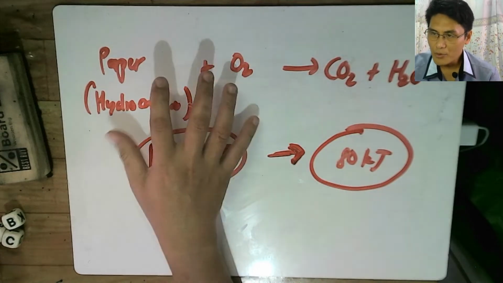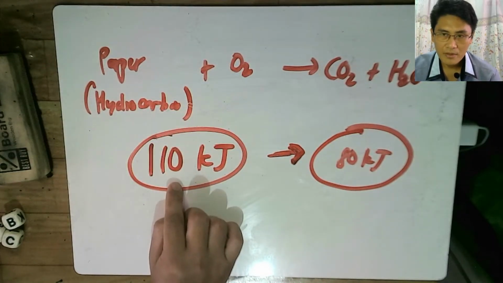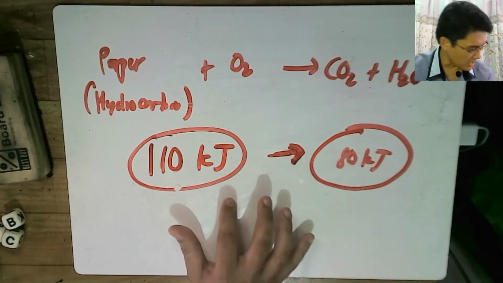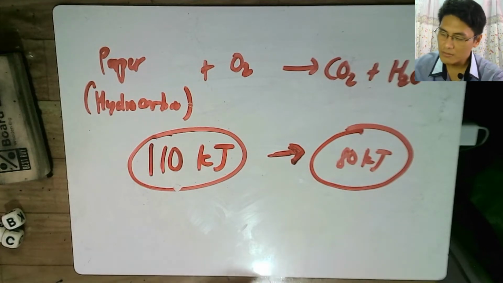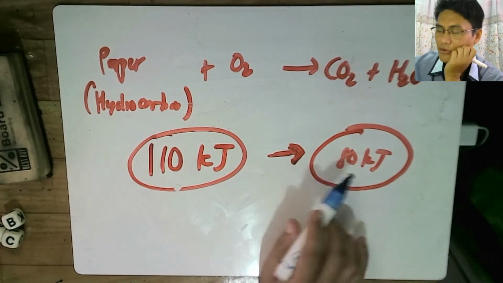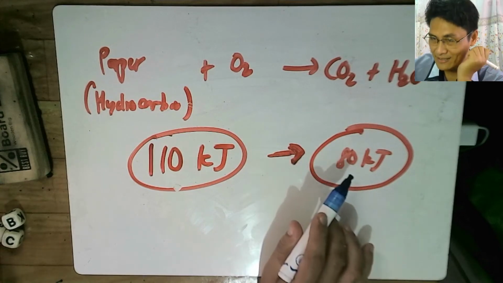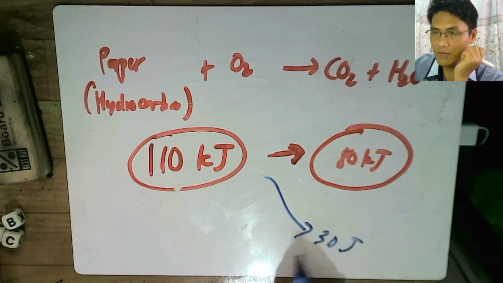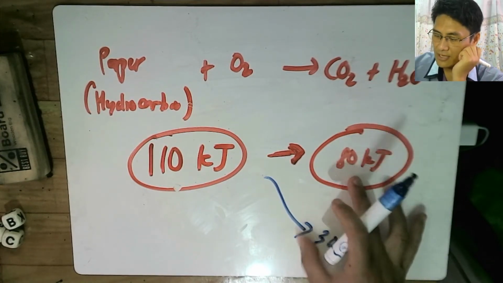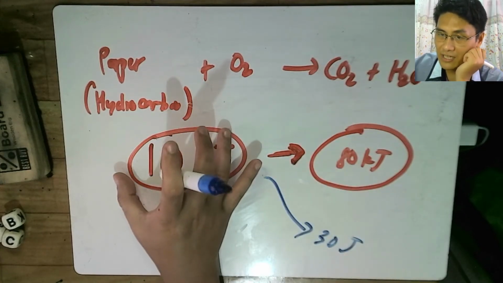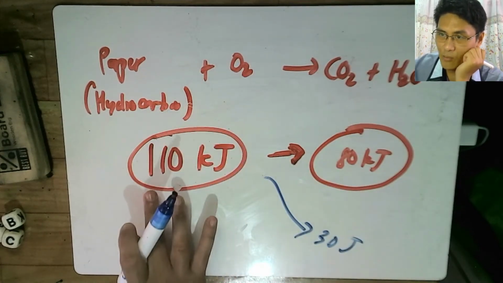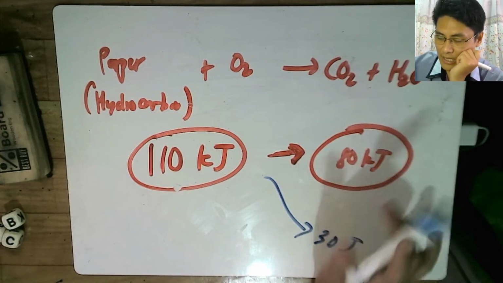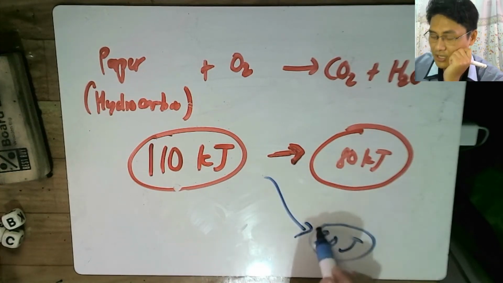So the energy of the reactants is higher than the energy of the products. What should immediately come into your mind? You should say, wait a minute, some amount of energy is missing. In fact, the missing energy here should be 30 kilojoules, because remember, 80 plus 30 is 110. So if the energy of the reactants is 110 kilojoules and the energy of the products is just 80 kilojoules, it means you've lost 30 kilojoules.